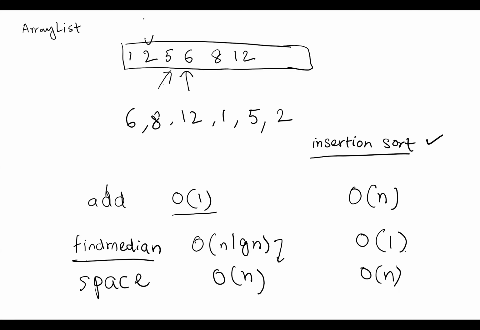Okay, so depending on whether we have more add operations or more find median operations, we can either use the array list directly or use insertion sort whenever we are adding. Now let's talk about another method, which I would say is probably the most optimized method for this kind of problem. So we have a stream, right?